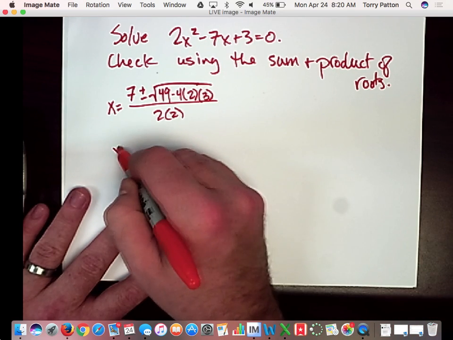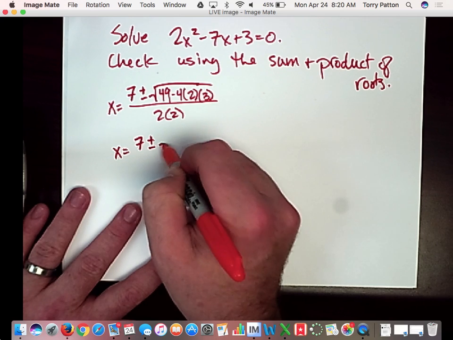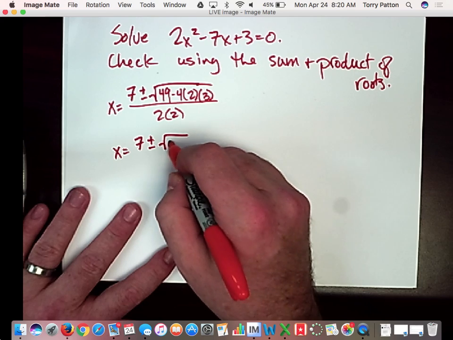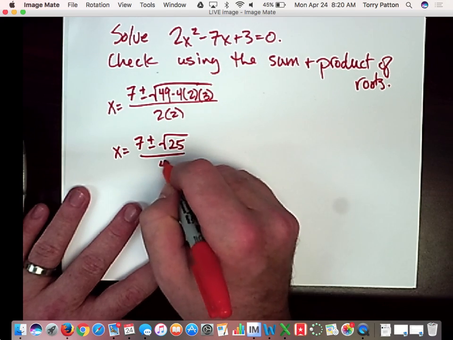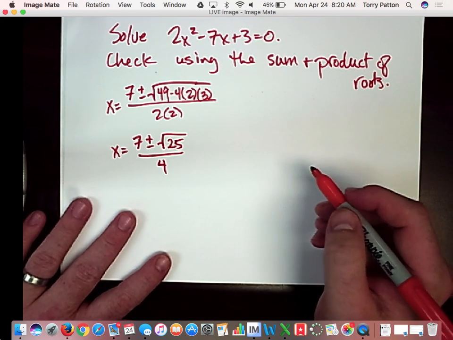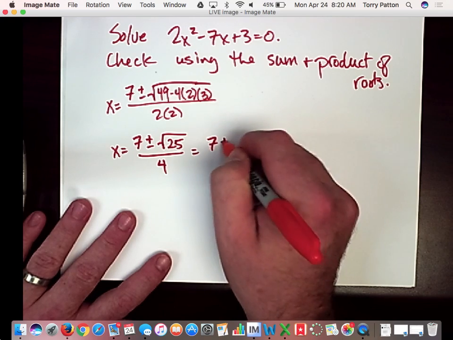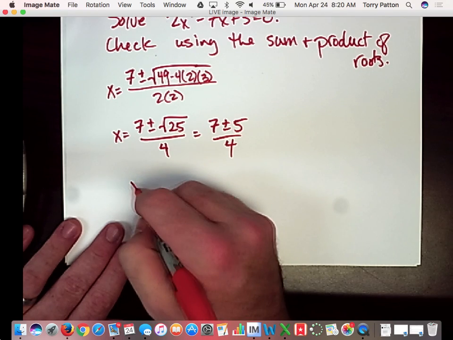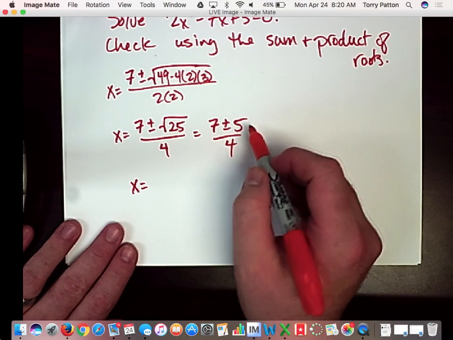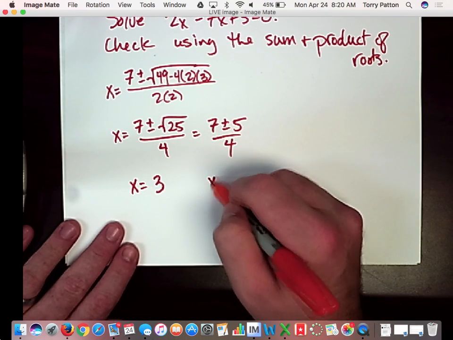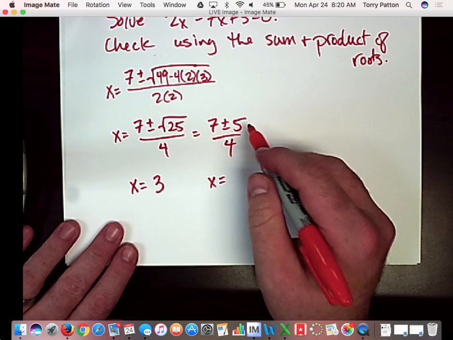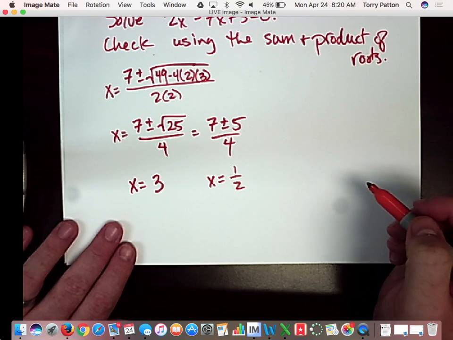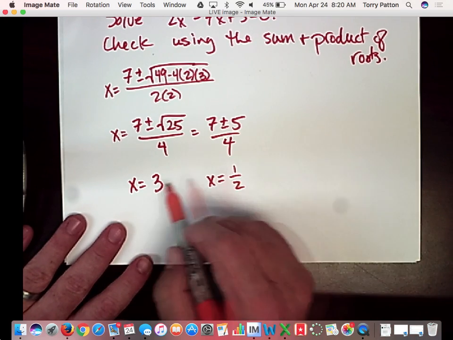So that is 7 plus or minus the square root of 49 minus 24, which is 25. Square root of 25 is 5. So we got 2 answers. 7 plus 5, 12 over 4, which is 3. 7 minus 5 is 2. 2 over 4 is 1/2. Okay?